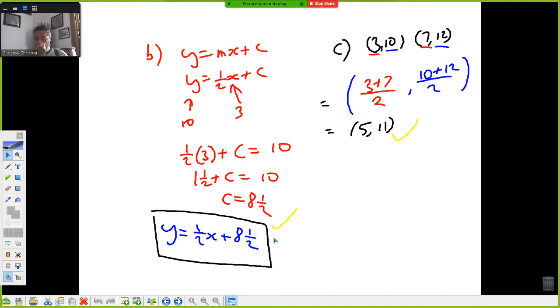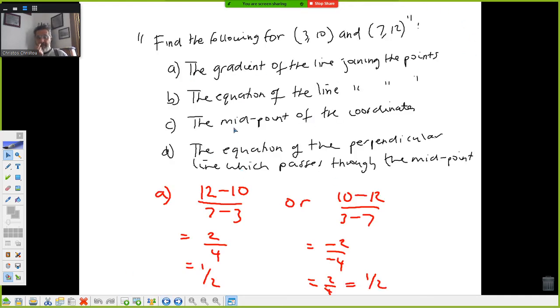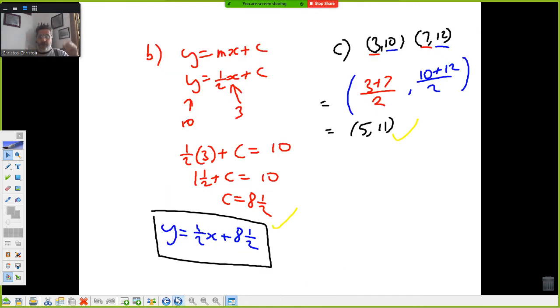Good. And C, I'm guessing, is work out the midpoint. Yeah, what's the midpoint of these 2 coordinates if you make a line and join them? Well, the usual thing, add the x's, divide by 2, 5. Add the y's, comes to 22, halve it, 11. So I now have an equation of the line that passes through these 2 points, and I have the midpoint of these 2 points.